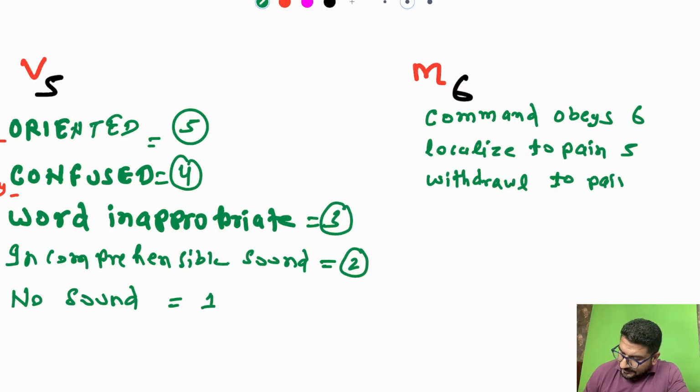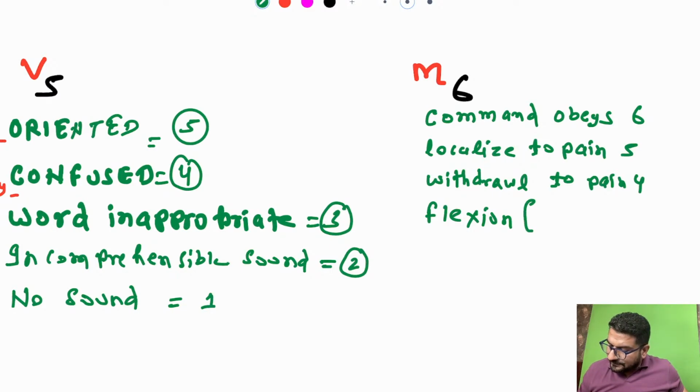Withdrawal to pain, we give a score of 4. The patient is sitting with a flexion attitude like this, curled up. This flexion posture is what we call the decorticate posture. Decorticate posture, then we give a score of 3.